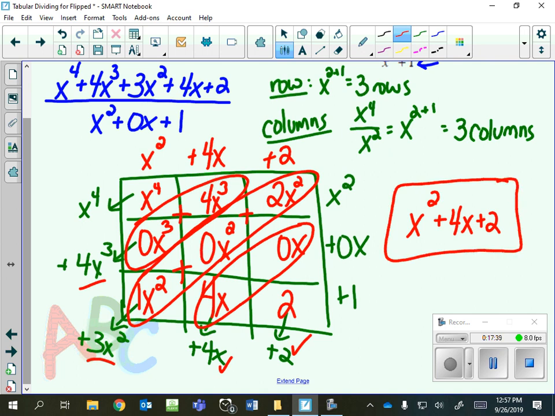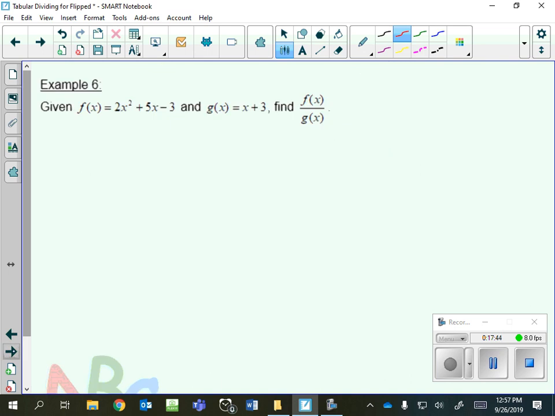Hopefully by now we're getting the hang of this. So what I would like you to do is I would like you to try this one, example 6, and example 7 on your own. Pause the video at this point, do both of these problems. When you're done with both of them, hit play and you can check them.